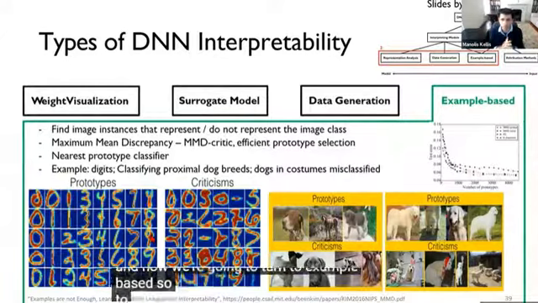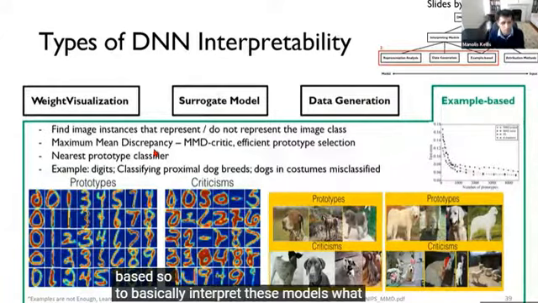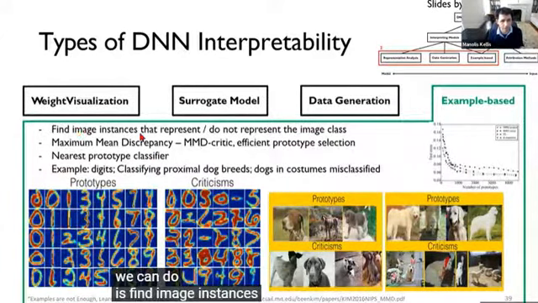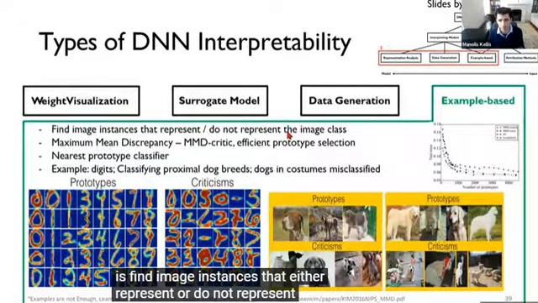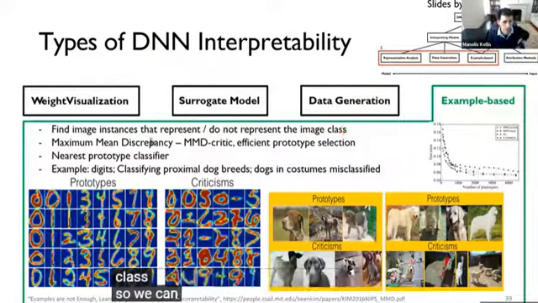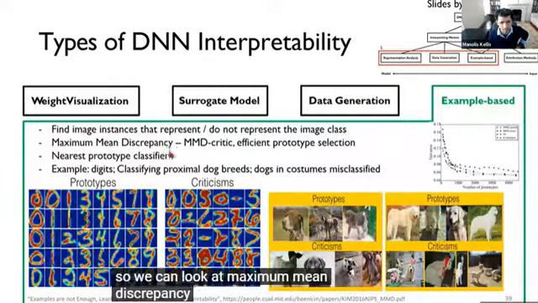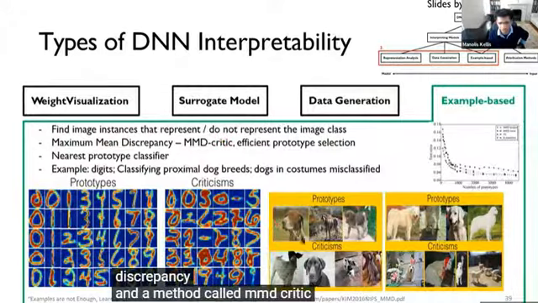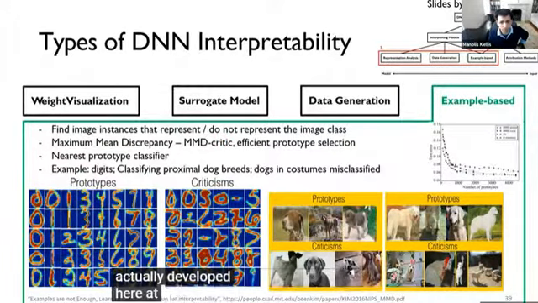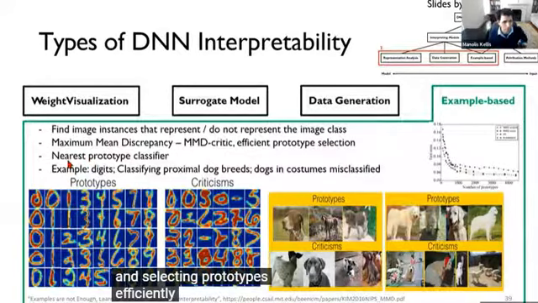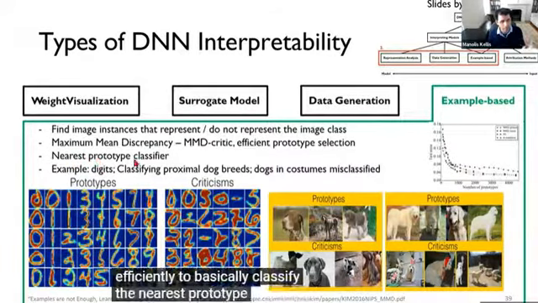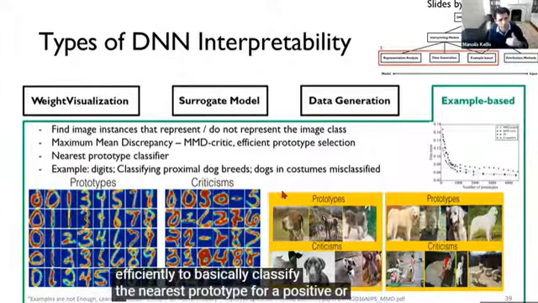To interpret these models, what we can do is find image instances that either represent or do not represent the image class. So we can look at maximum mean discrepancy and a method called MMD critic that was actually developed here at MIT and presented at NIPS in 2016, selecting prototypes efficiently to classify the nearest prototype for a positive or a negative example.